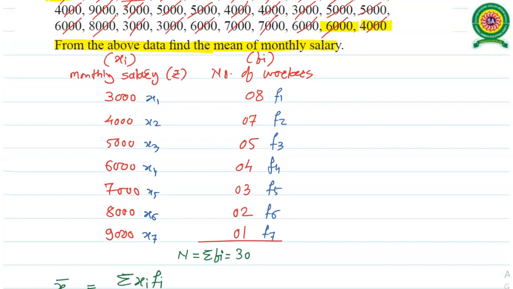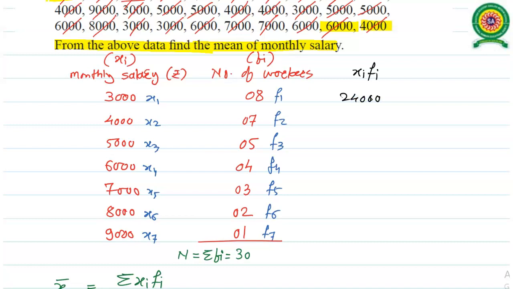That means let's prepare the next column for the sum of xi fi that we require. So the next column is xi fi, that means x1 into f1. Let us analyze the given data. There are 8 workers whose monthly salary is 3,000 rupees. That means one worker has a monthly salary of 3,000 rupees, and we have 8 such workers. So we have x1 into f1: 8 3s are 24, and with 3 zeros that means 24,000.